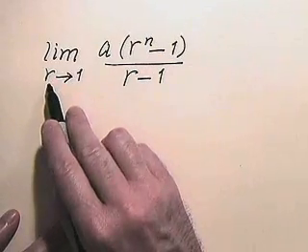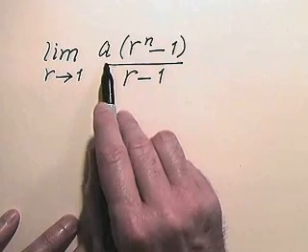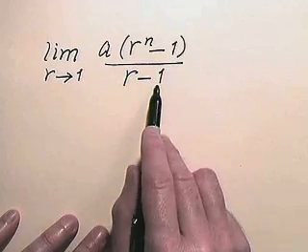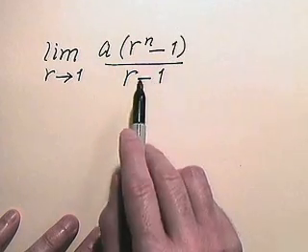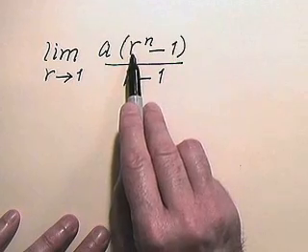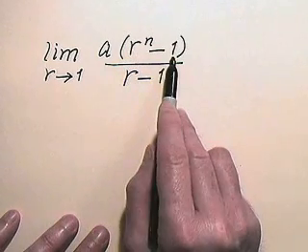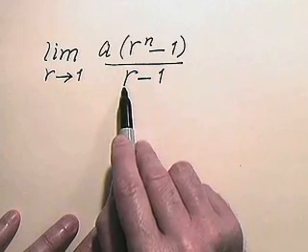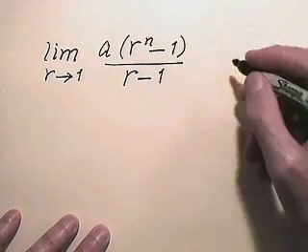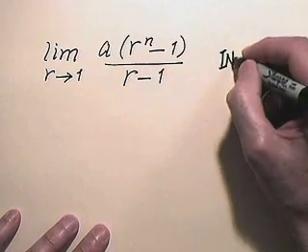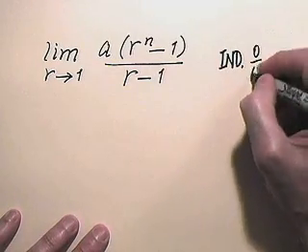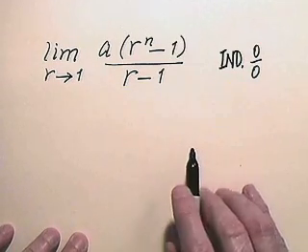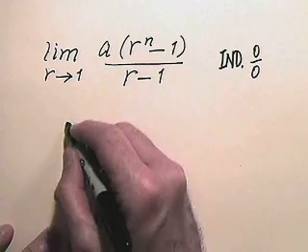Here I want to compute the limit as r approaches 1 of the quantity a times the quantity r raised to the power n minus 1, all divided by r minus 1. Obviously, if I substitute r equals 1 in the numerator, 1 to the n minus 1 is simply 1 minus 1 or 0, and the denominator would become 1 minus 1, again 0. So this is an indeterminate form of the form 0 over 0. So L'Hopital's rule says differentiate the numerator and differentiate the denominator.